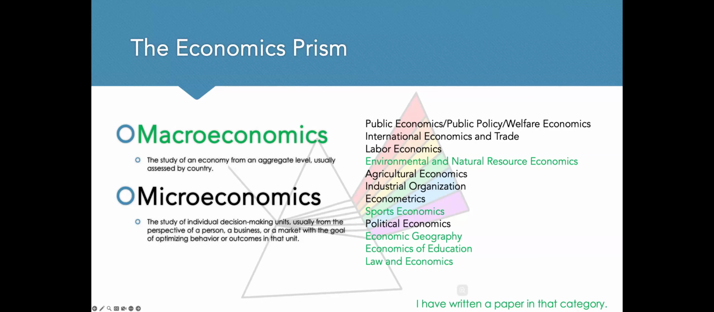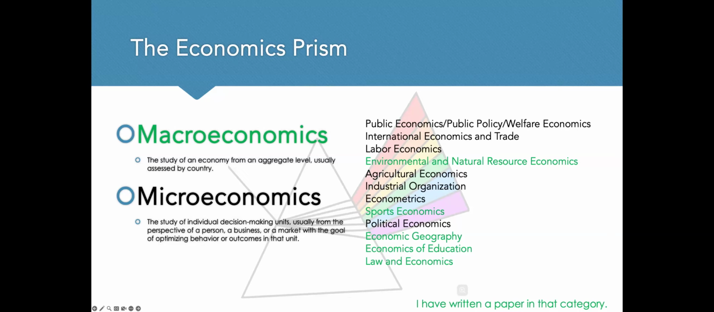But on the right-hand side, we have a bunch of different categories. We have public economics, we have international trade, we have labor, we have environmental, we have agricultural, industrial organization, which is basically talking about like how big or small an industry should be to optimize, econometrics, which is basically applied statistics and math within the context of economics, sports economics, political economics, so political economy, economic geography, economics of education, law and economics, and so much more.